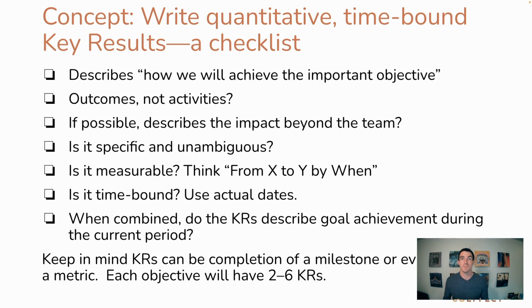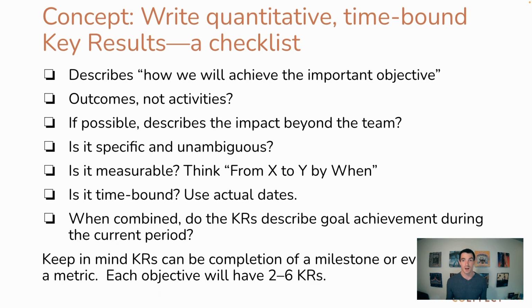Often they describe the impact beyond your team. So it's not just we've implemented this policy, but it's we've implemented this policy and people are actually following it, for example. They should be specific, unambiguous, and measurable. So it's often really helpful to use the formula "from X to Y by when" when writing key results.